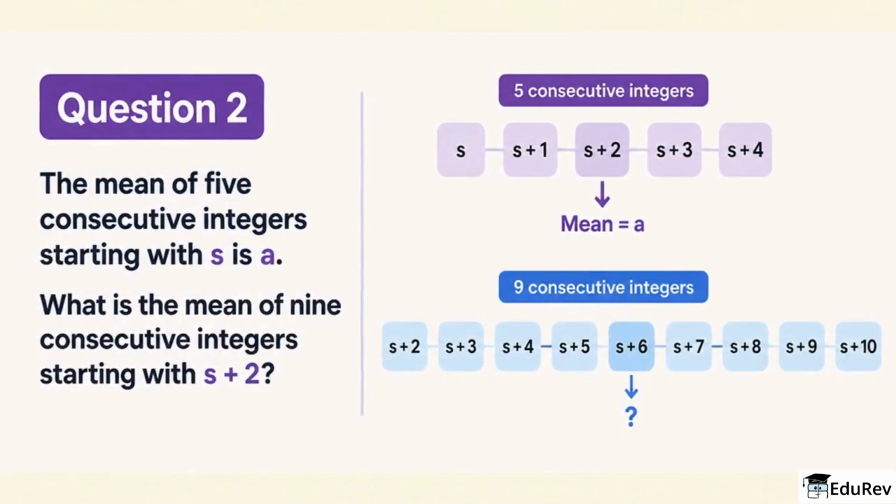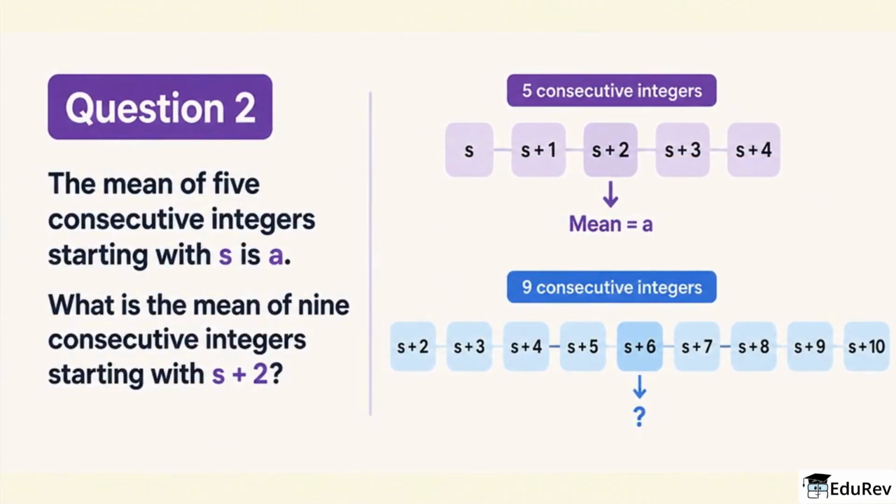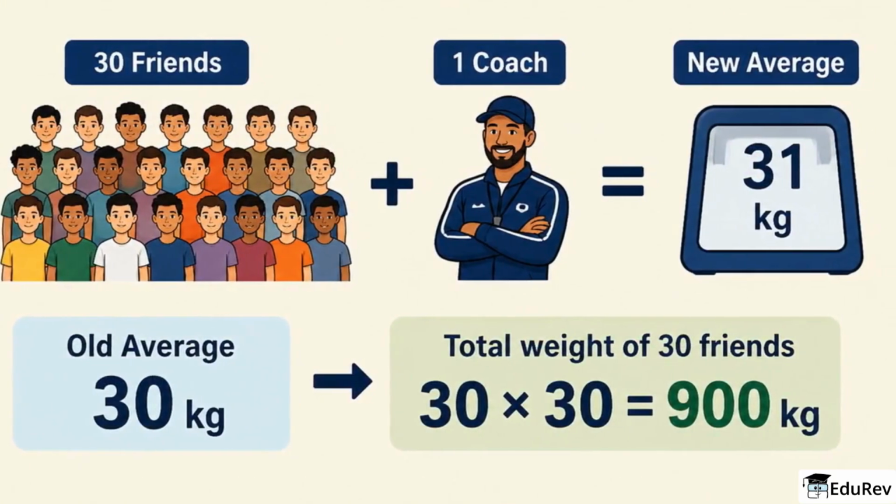Question number 2 asks, the mean of 5 consecutive integers starting with s is a. What is the mean of 9 consecutive integers starting with s + 2? The mean of 5 consecutive integers is the third term, so a equals s + 2. 9 consecutive integers starting at s + 2 have middle term s + 6, so the mean is a + 4.